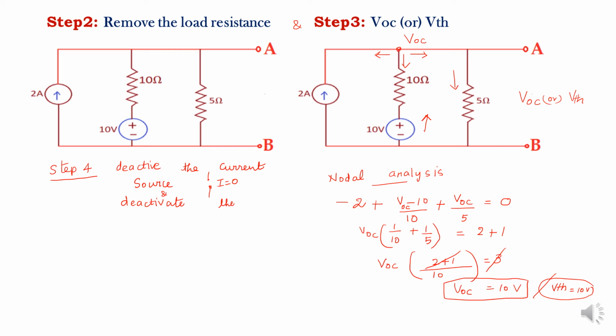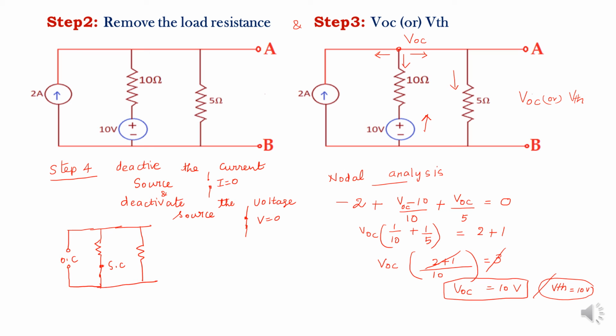Deactivate the voltage source. So how to deactivate the voltage source? By short circuiting it. If we short circuit the voltage source, is there any voltage? Current is flowing but voltage is zero. Now I have to redraw the circuit diagram after opening and shorting. Here this is open circuit instead of the current source, and here instead of the voltage source I am going to short circuit this, and this is the short circuit path. So the voltage source is short circuited.